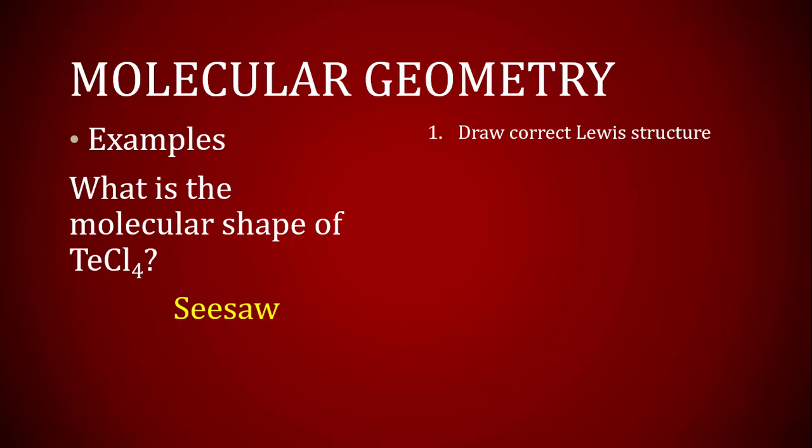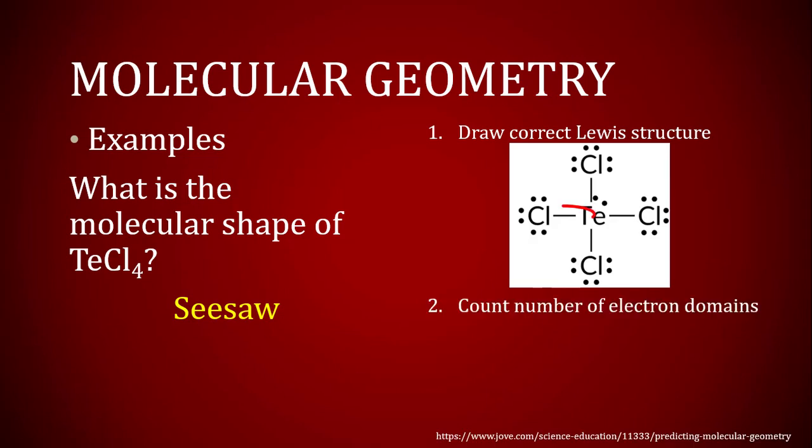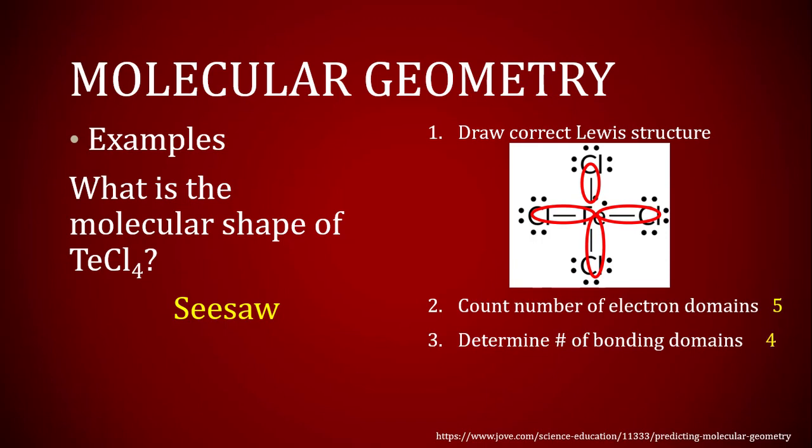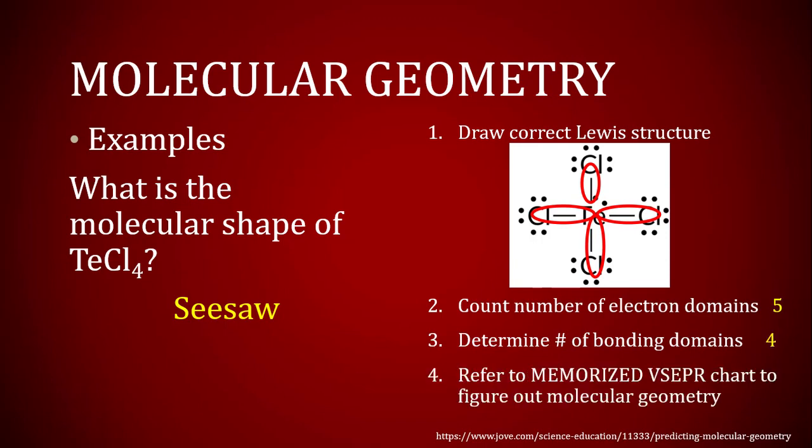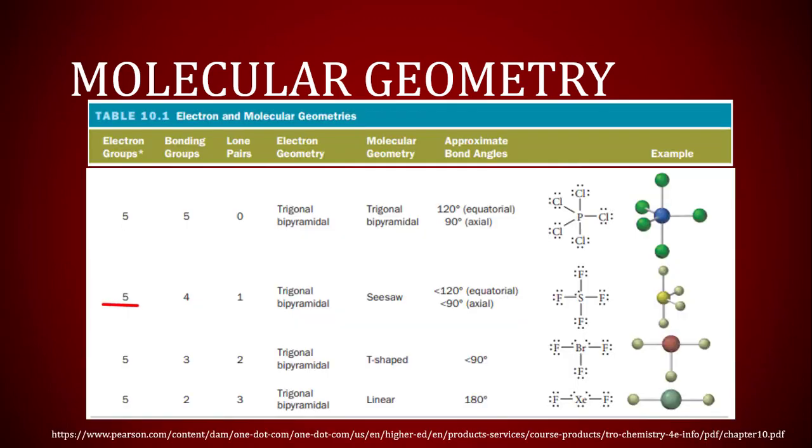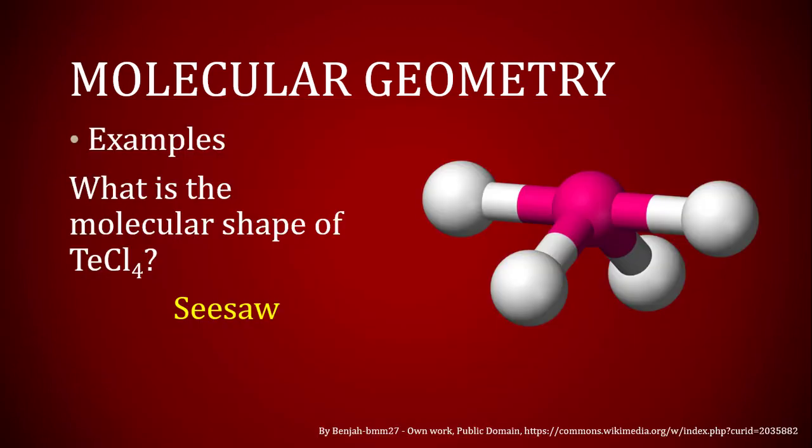We start by drawing the correct Lewis structure. Count the number of electron domains, and there are 5. Determine the number of bonding domains. There are 4. Go to the memorized VSEPR chart to figure out the molecular geometry. And with 5 electron domains and 4 bonding domains, you get the seesaw structure, and it would look like this.